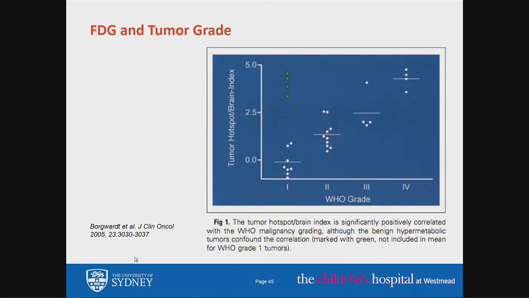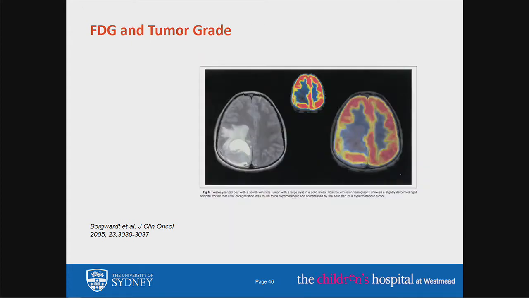But this study coming from Copenhagen and Lisse Borgwardt shows that when analysed with FDG, there's a nice linear correlation with FDG uptake in these tumours and grade, with the high grade, that is WHO grade 3s and 4s, showing higher uptake than the lower grade lesions. These lesions in green are the pilocytic astrocytomas, which are a low grade lesion which curiously shows a very high FDG uptake, presumably related to its glucose transporter expression.